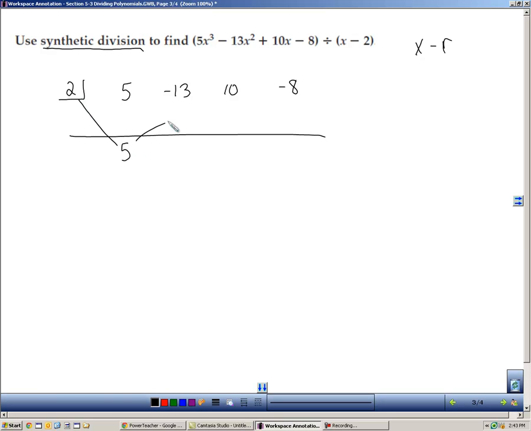2 times 5, and you put your answer right here, 10. And now you add. Negative 13 plus 10 is negative 3. Then we're going to multiply again. 2 times negative 3 is negative 6. And then you add. So we get a 4. And then 2 times 4 is 8. Put it right here. And then we add. We get a 0. Whatever you get here is the last number. This is my remainder. In this case, the remainder is 0.